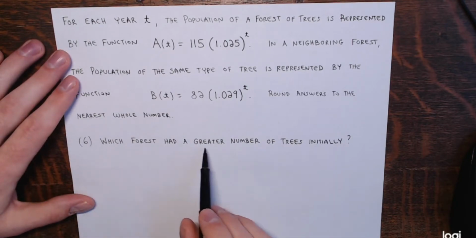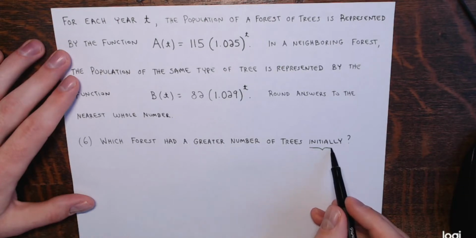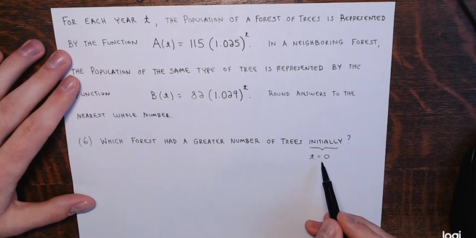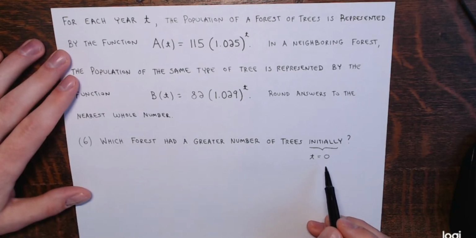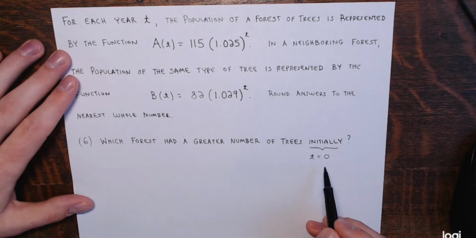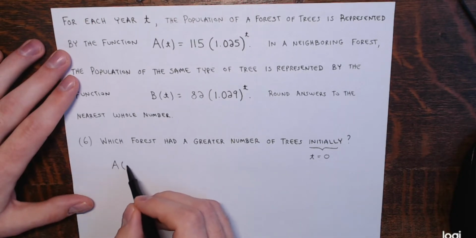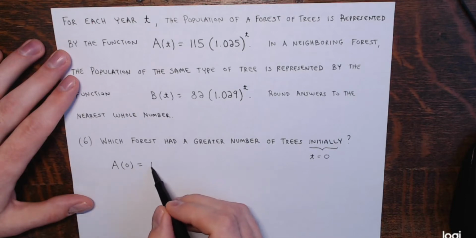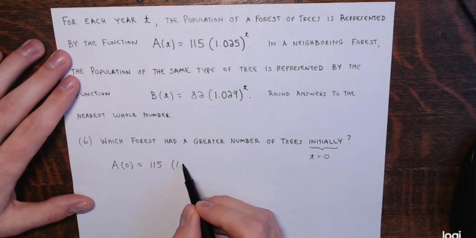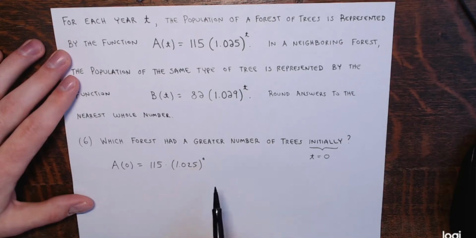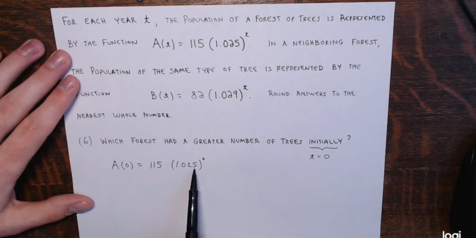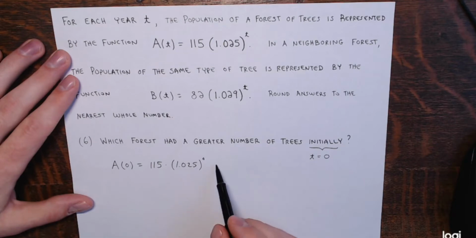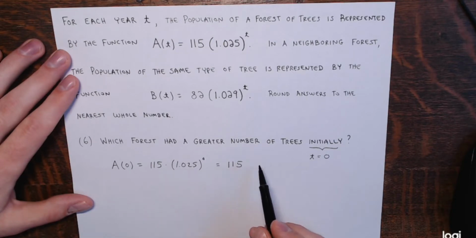So which forest had a greater number of trees initially? Now, when they say initially, that means t equals 0, right? In the 0th year, the initial time. So what's A of 0? That would be 115 times 1.025 to the 0 power. And again, you may recall this. I'm assuming you do know some properties of exponents. A base that's not 0 to the 0 power is 1. So this is just 115 trees.